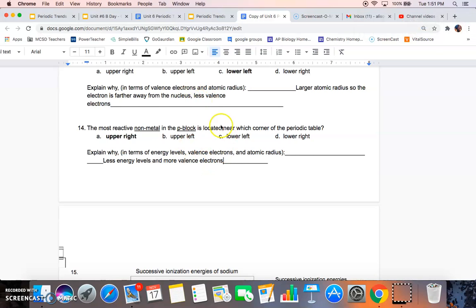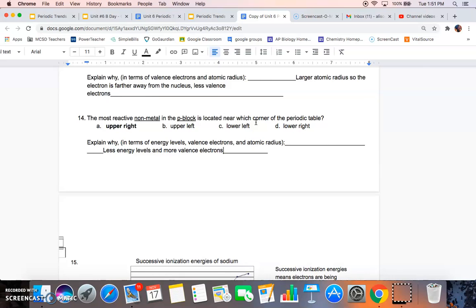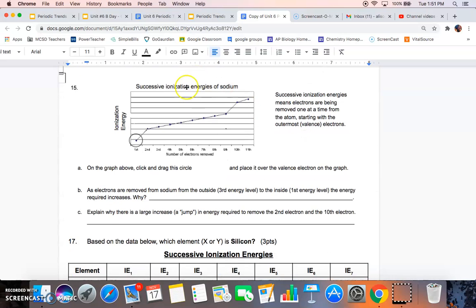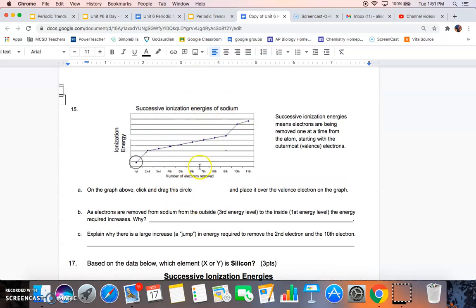So these two are kind of just the exact opposite of one another. Metals increase in reactivity going down to the left because I have more energy levels and fewer valence electrons. My non-metals increase going up and to the right because I have fewer energy levels and more valence electrons. So it's easier for them to gain, easier for metals to lose. All right, reactivity is the tricky trend. But let's look at question 15 now.